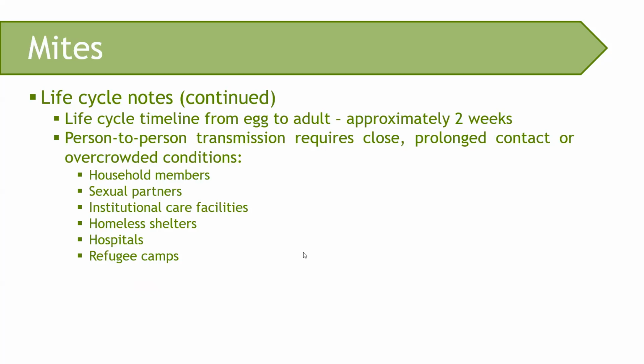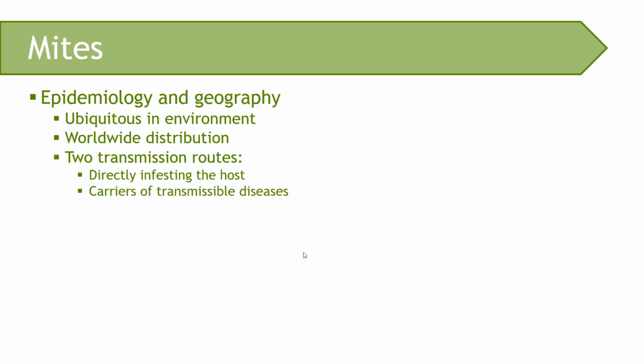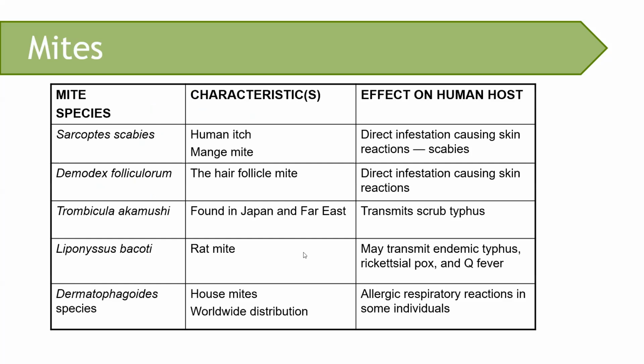Household members, sexual partners, institutional care facilities, homeless shelters, hospitals, and even refugee camps are possible places na magkaroon ka ng mite infestation. Ubiquitous in the environment and worldwide distribution. So these are the species of mites. We have your Sarcoptes scabiei, which is considered the human itch, the human mites rather.